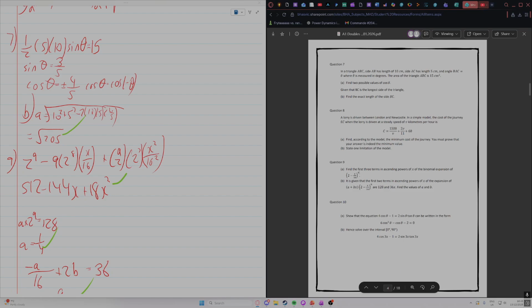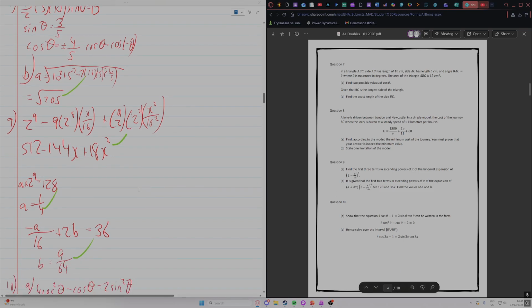Question 9, find the first three terms. This is just binomial expansion. Just remember, anything choose 0 is 1, and any number choose 1 is that number. So you don't have to write 9 choose 0, 9 choose 1, you just remember that it's 1 and 9. And when you go past choose 2, then you can write that down. And also remember that the minus x squared is plus and stuff like that.